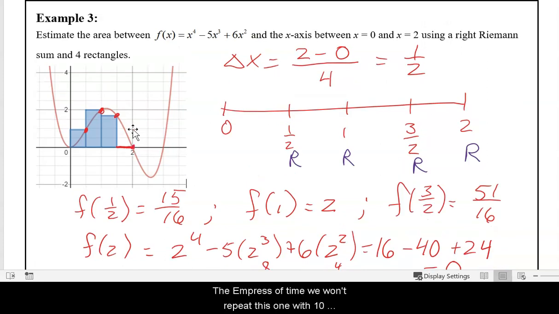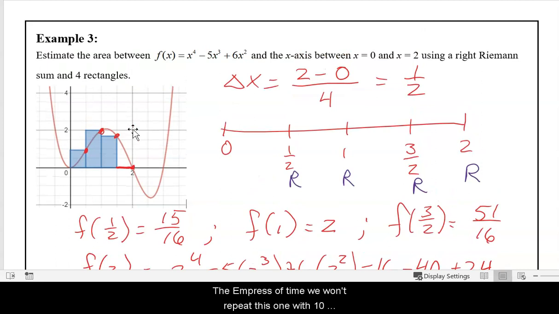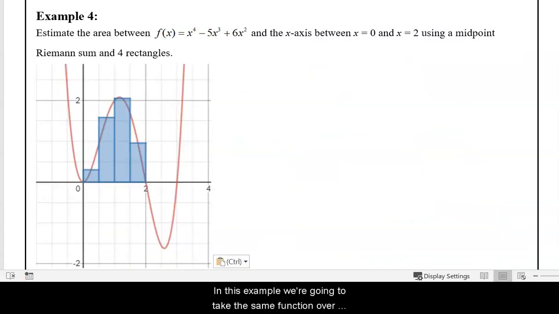In the interest of time, we won't repeat this one with 10 rectangles, but we do want to try at least one midpoint Riemann sum. In this example, we're going to take the same function over the same interval, and we're also going to use 4 rectangles, but we're going to use a midpoint Riemann sum instead. The midpoint Riemann sum is generally more accurate than the left or the right Riemann sum, but it does require a little bit more work to get the values at which you want to compute the height of each rectangle.